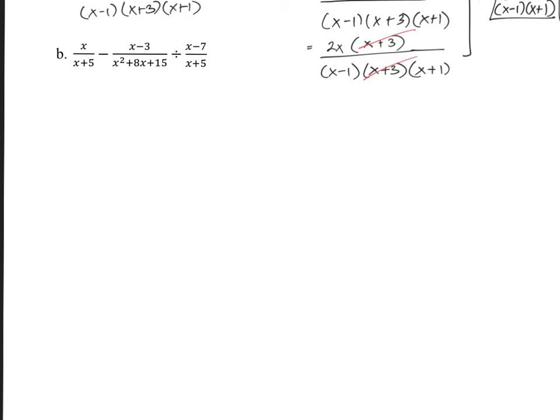Alright, so in order to do division, remember what we do is we actually end up changing it to multiplication. So we do the keep, change, flip. So let's go ahead and do that. I'm going to do the subtraction, and then I'll put parentheses in to show that we're working on the division first.